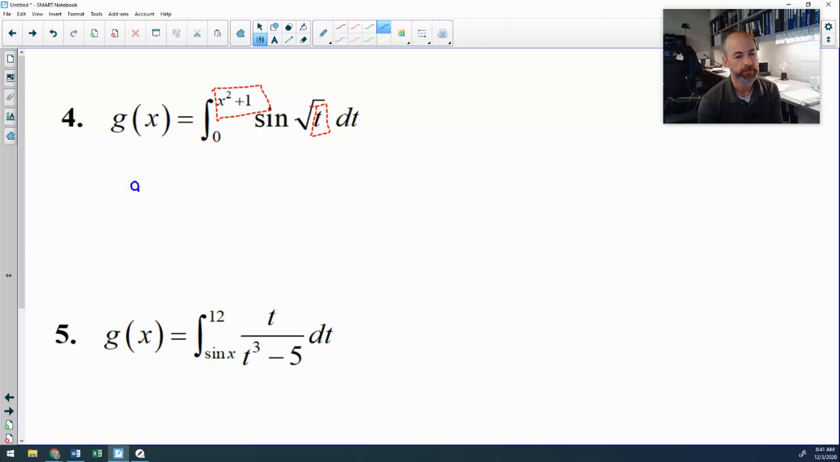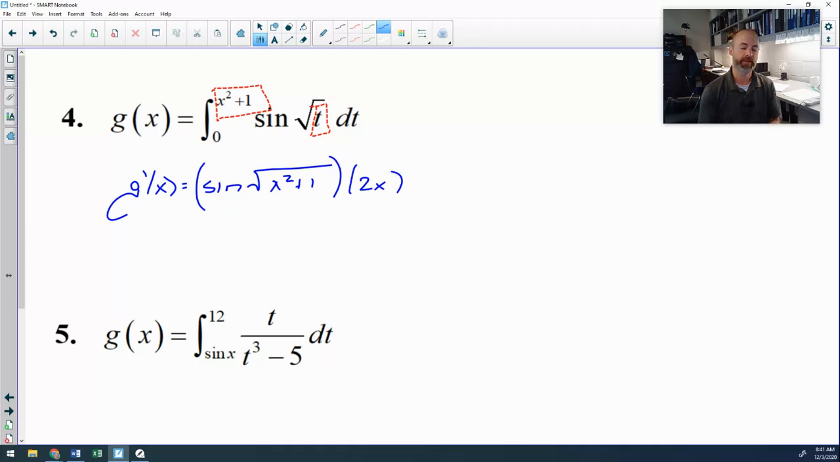And g prime of x ends up being the sine of the square root of x squared plus 1. But then you always multiply by the derivative of what replaced the t. So I plugged in an x squared plus 1. The derivative of that is 2x. And there's your derivative. So it's just one extra little tiny step, but it's one that people very, very frequently forget. You always multiply by the derivative of what replaced the t.